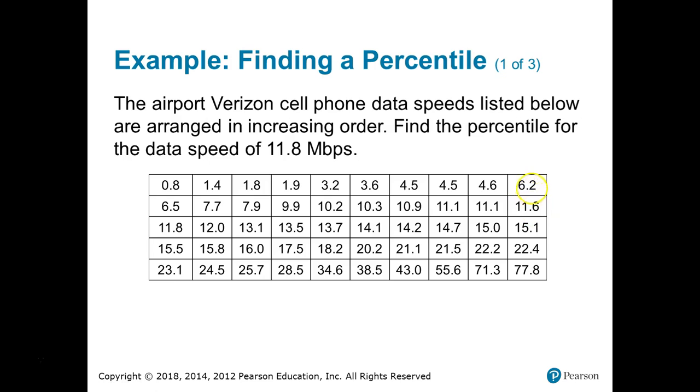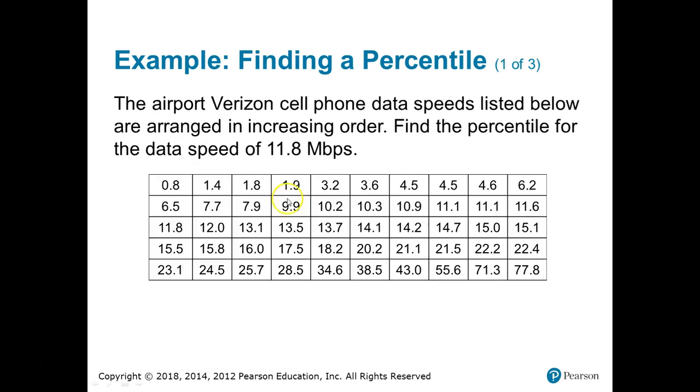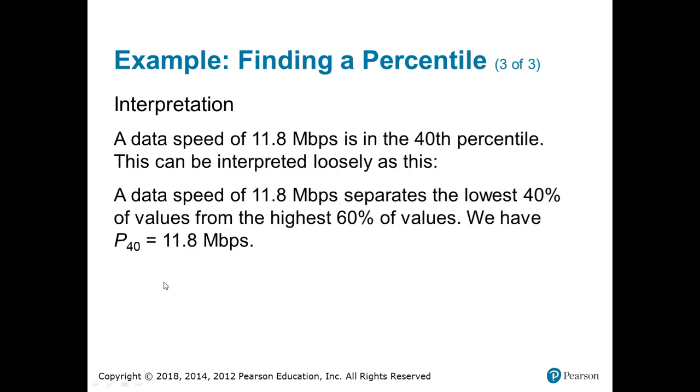How many data values total are there? Well, 10, 20, 30, 40, 50. So it would be 20 divided by 50 times 100 gives me 40. So we are at the 40th percentile. That means that 40% of the data values are lower than this, and 60% are going to be at or greater than this.